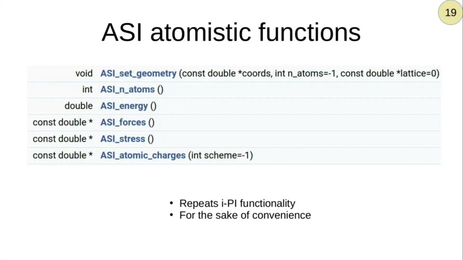The second set of ASI functions are atomistic functions. They essentially repeat the API functionality and are provided for the sake of convenience. With these functions, you can essentially place atomic nuclei in specific places, set the size of the cell, and extract the computed energy, forces, stress tensor, and atomic charges, depending on the supported partitioning scheme.